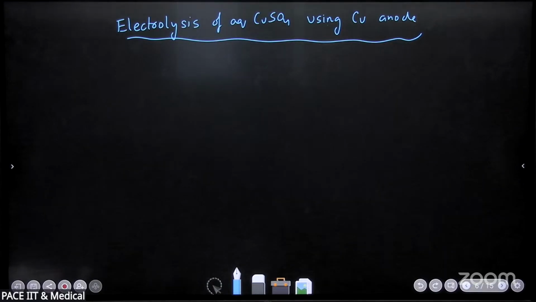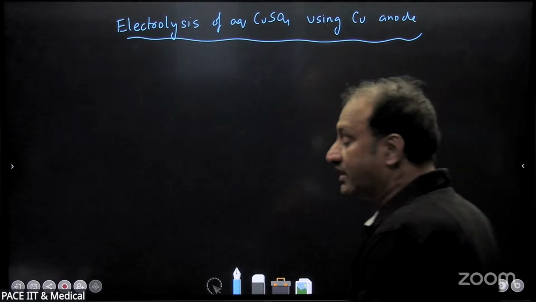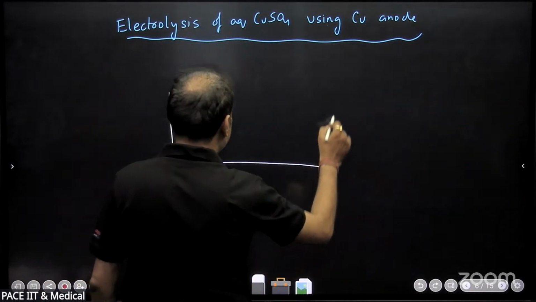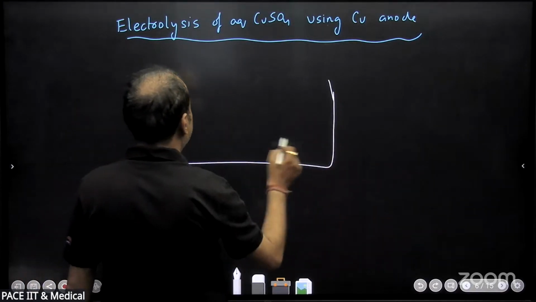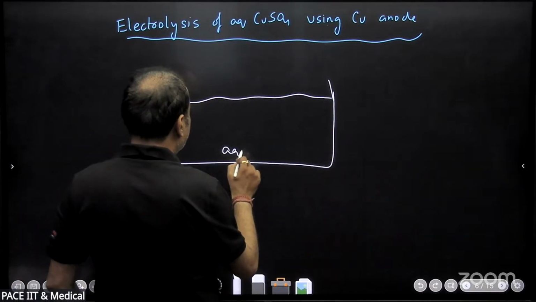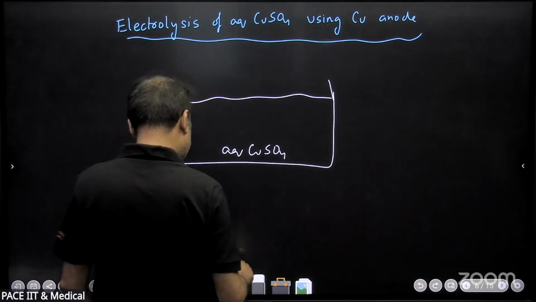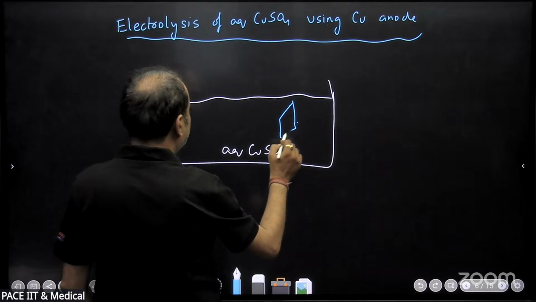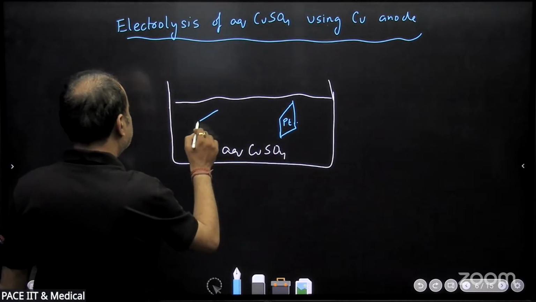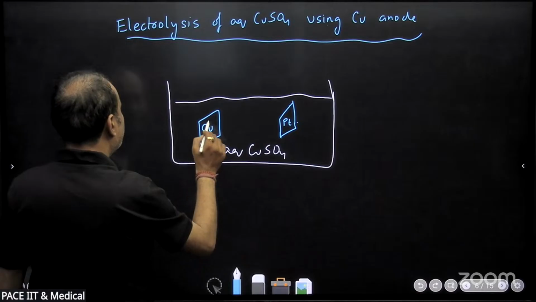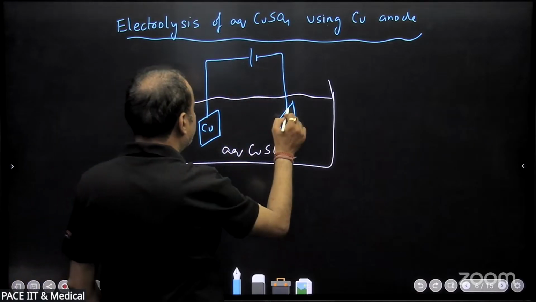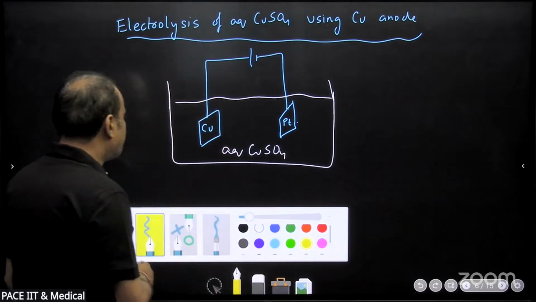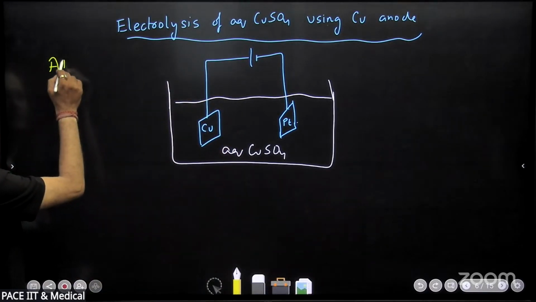What change have I made? The anode I have made of copper, not platinum. Anode ko we have made a copper plate. So now what will be our situation? Aqueous copper sulfate. Cathode, let's say, still I have kept platinum. Anode I have made a copper. So cathode side, there will be no change. No need to discuss that again. Anode side.